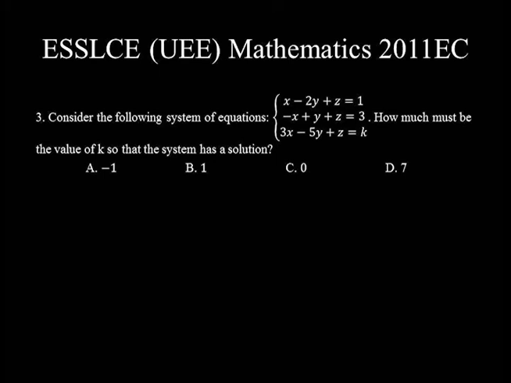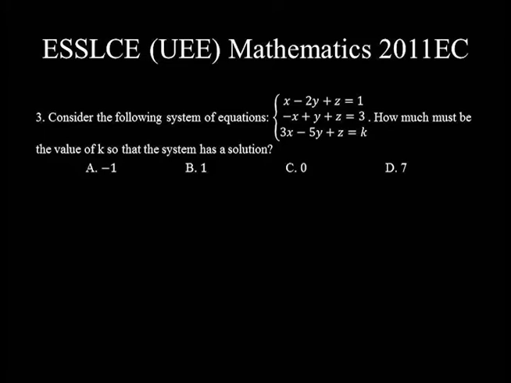Question number 3. Consider the following system of equations, that is x minus 2y plus z is equal to 1, negative x plus y plus z is equal to 3, 3x minus 5y plus z is equal to k. How much must be the value of k so that the system has a solution?